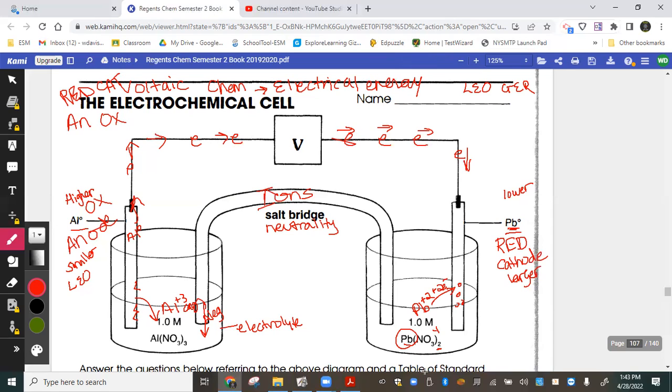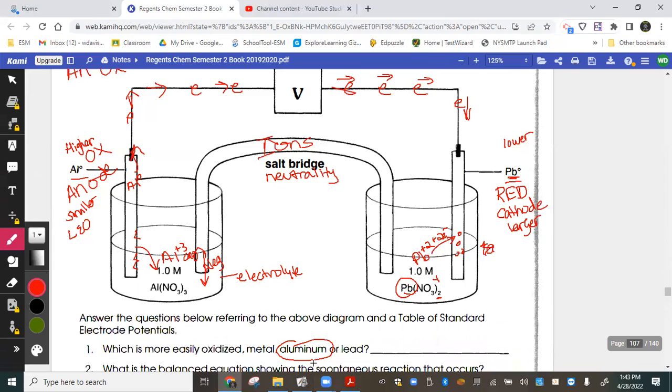I wanted to write something. I can't remember what I wanted to write. Oh, yes, it's larger. Oh, I already wrote that. So we're good. All right.